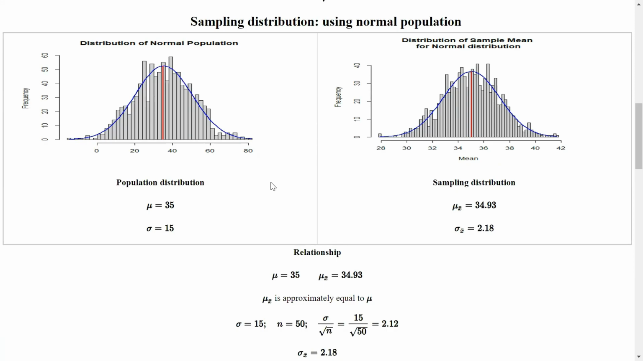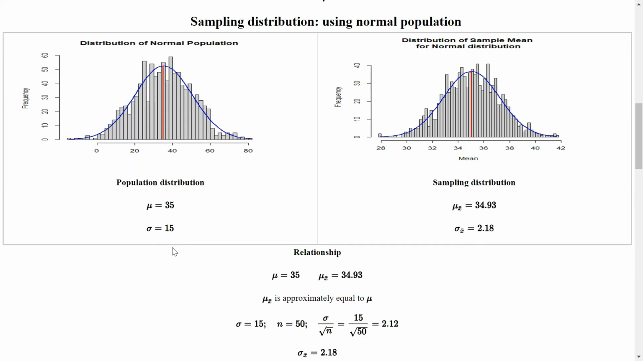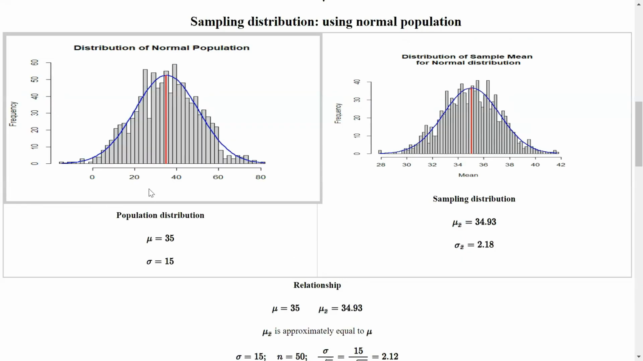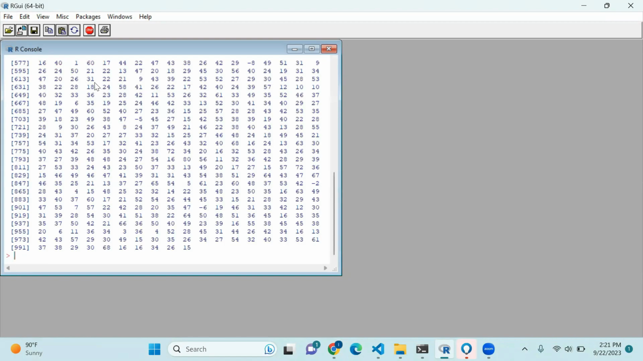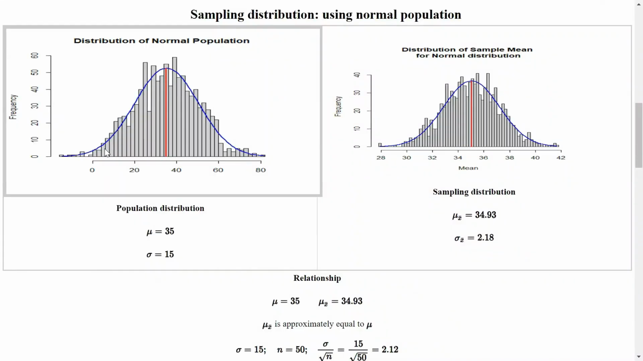Now let's proceed to sample data from different population distributions having varied shapes to create sampling distributions. First, the normal population with mean 35 and standard deviation 15. We consider 1,000 data points from this distribution as shown here in this R console. This is population data. This is the histogram overlaid with a smooth normal curve of the population data, the distribution of the normal population, which is symmetric in nature. And also, this is a source of sample data.